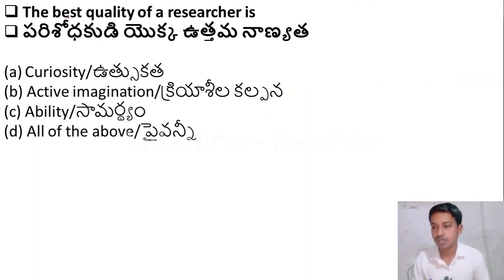The next question, the best quality of a researcher is option A, curiosity, option B, active imagination, option C, ability, option D, all of the above. Here the right answer about quality of a researcher is all of the above.